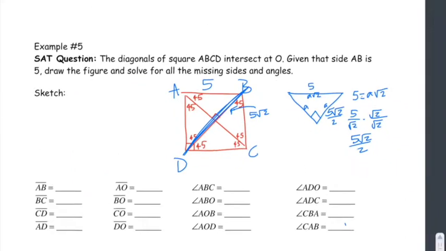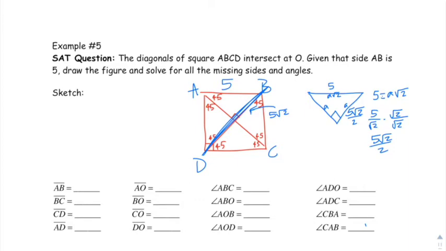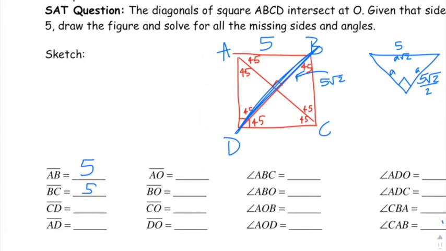So then we'll go ahead and fill in the rest there. So AB, I think they told us that, 5, BC, 5, CD, 5, DA, 5. AO, and O is the intersection there, that's going to be your 5 square root of 2 over 2. BO, CO, DO, it's going to be the same all the way down. I'm just going to draw a little arrow so I don't have to rewrite that a bunch of times.